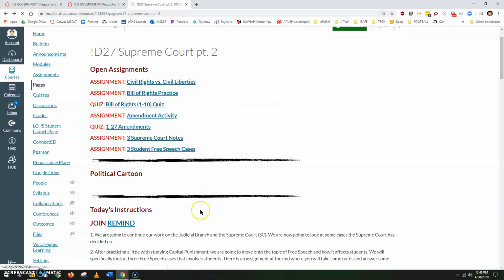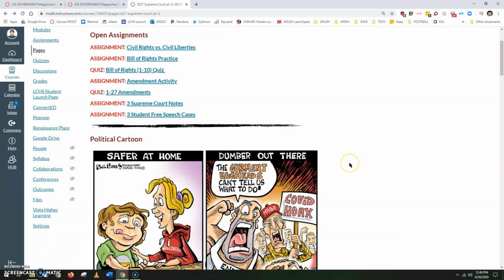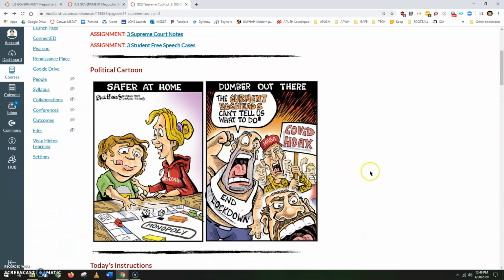What I would like to do, and again, I am limited in my time, so I need to hurry. Today we're going to talk a little bit about free speech. So I pulled up a current political cartoon. Should we be allowing people to go out and protest that everything's closed down? And the real question becomes is how far can the government go in restricting that? So the First Amendment gives us the right to assemble, the right to protest, the right to have free speech. Can we stop people from going out and protesting?